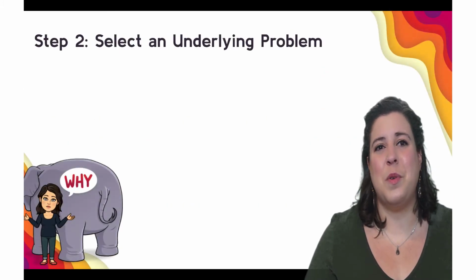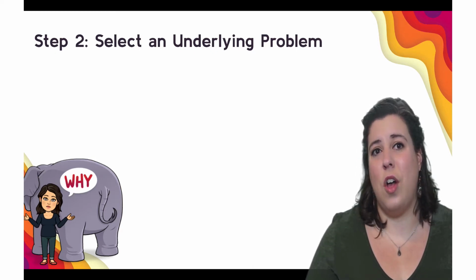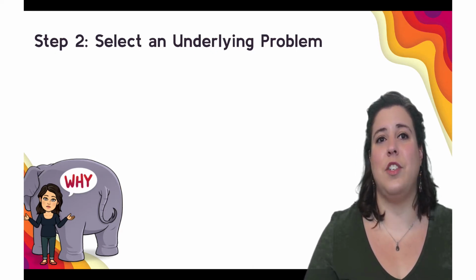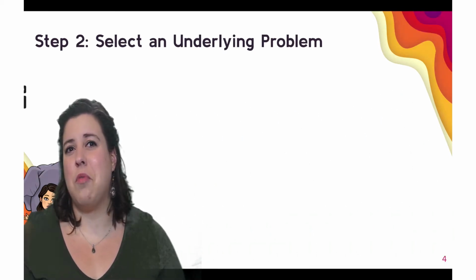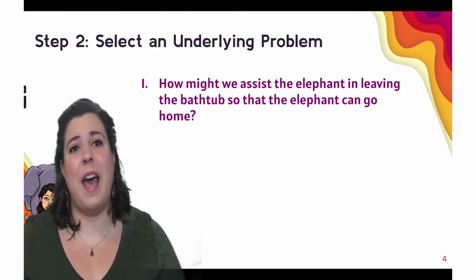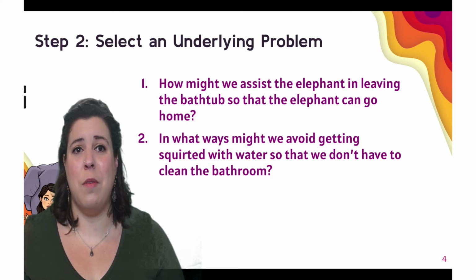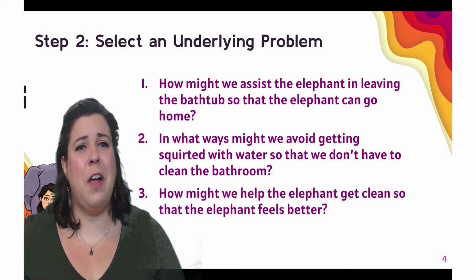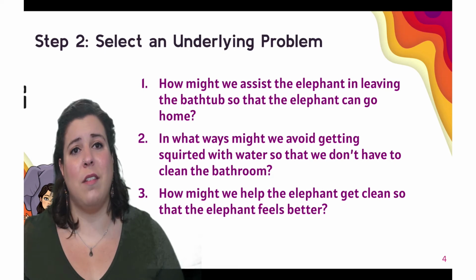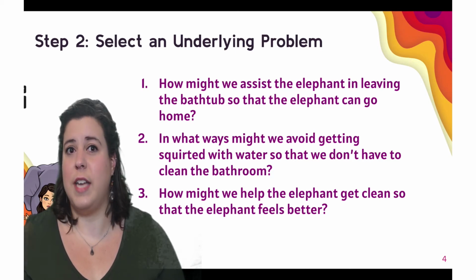This is where Step 2, select an underlying problem, comes in. With an underlying problem, you ask a question that, if solved, will have a large and positive impact on the situation. Here are some potential underlying problems if there was an elephant in your tub. For one thing, how might we assist the elephant in leaving the bathtub so that the elephant can go home? For another, in what ways might we avoid getting squirted with water so that we don't have to clean the bathroom? And lastly, how might we help the elephant get clean so that the elephant feels better? Out of these 3, the first one will have the greatest impact on our situation, so we'll focus on that for the remainder of our problem solving today.